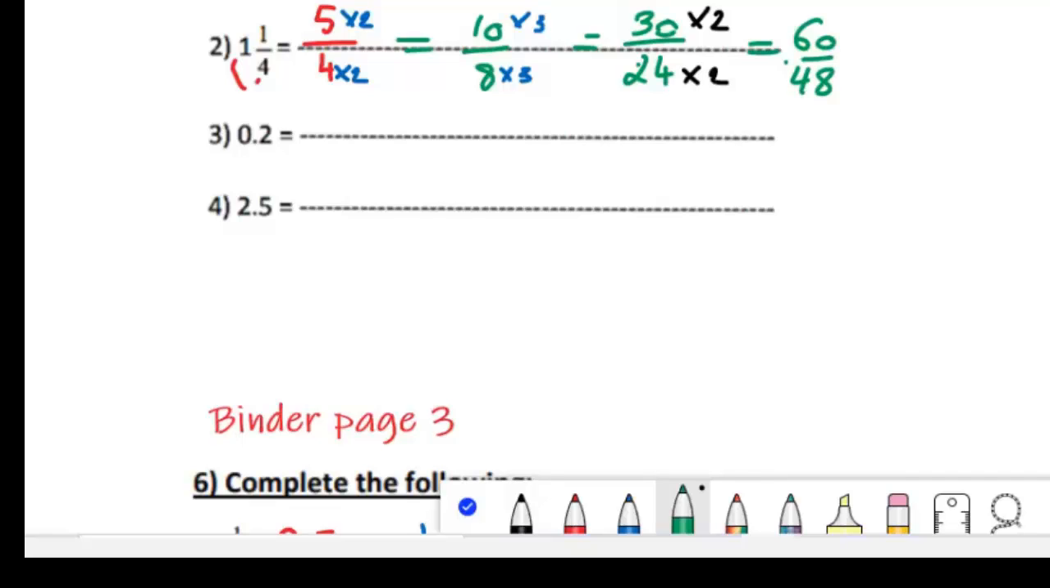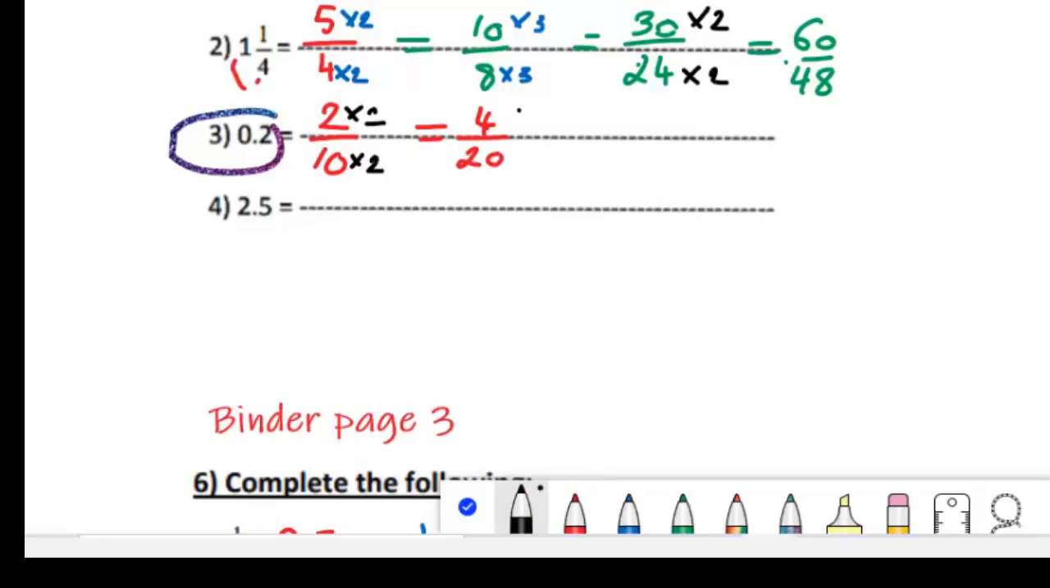What about number 3? Number 3 is a decimal number. So first we should change it to a fraction. 0.2 is 2 over 10. How can I find a rational number equal to 2 over 10? Simply go, for example, and multiply the numerator by 2 and the denominator by 2. As a result, you will have 4 over 20.